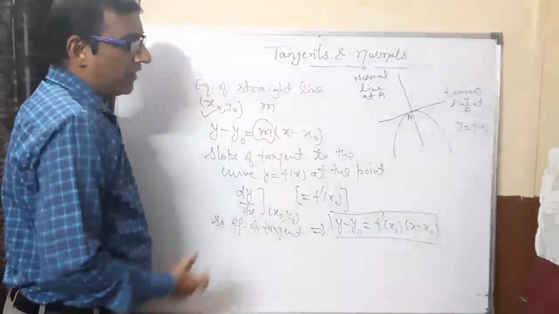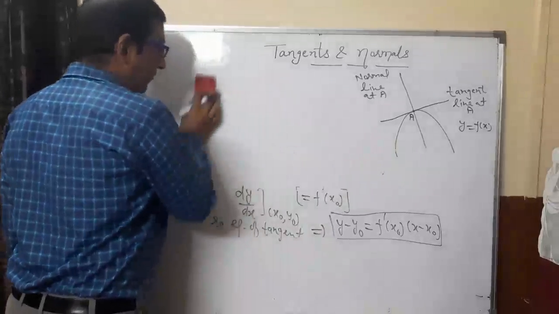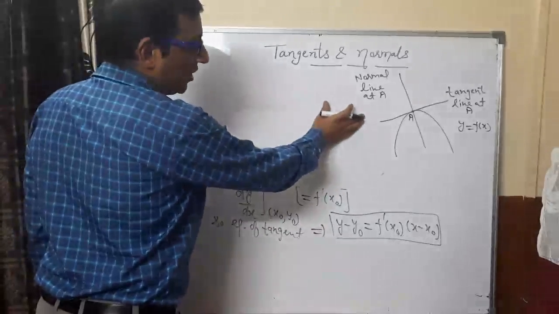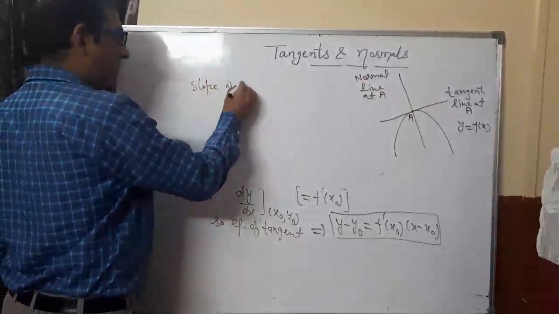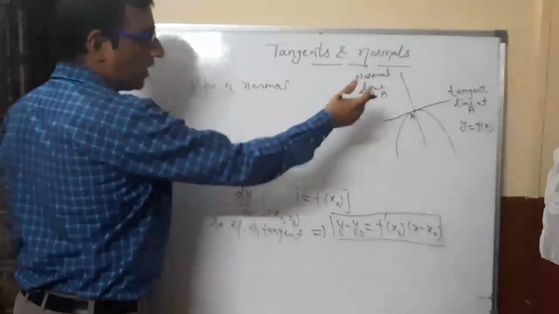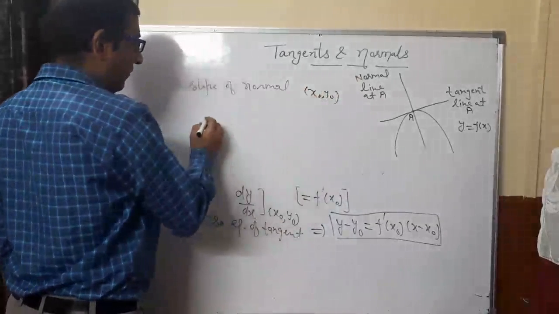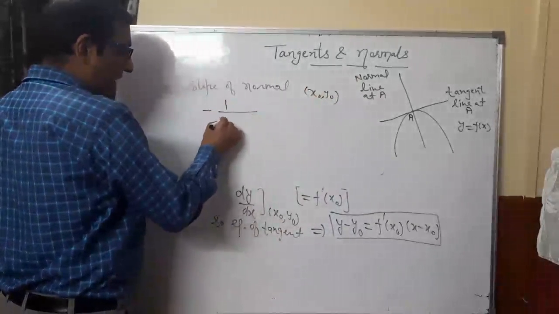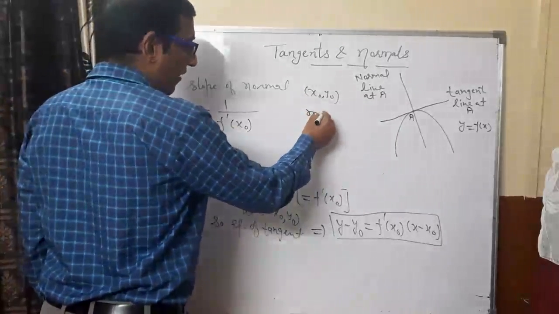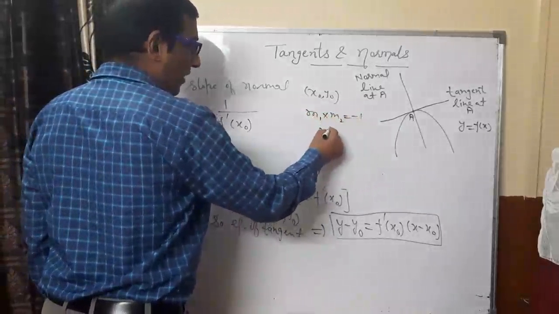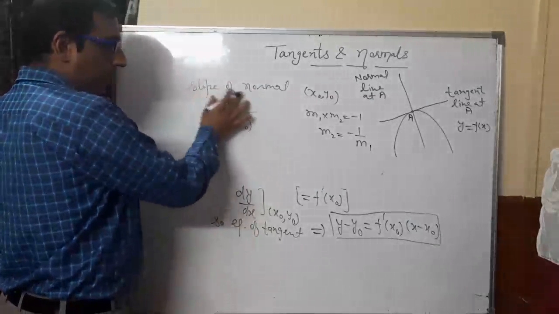Now how can we identify the equation of the normal? As per this diagram, the normal line is perpendicular to the tangent line. It means the slope of the normal to the curve y equals f(x) at the point (x0, y0) is given by minus 1 upon f'(x0), because we know very well that whenever two lines are perpendicular, then m1 m2 equals minus 1, so we can say m2 equals minus 1 upon m1. Same concept we will apply here.